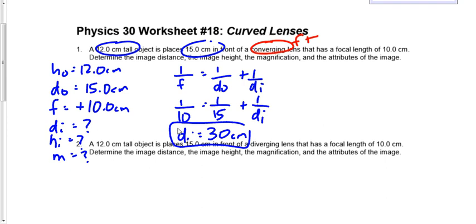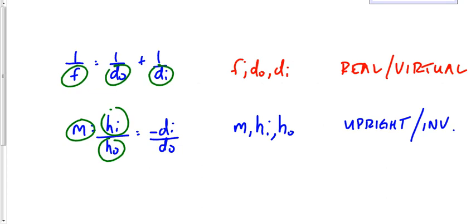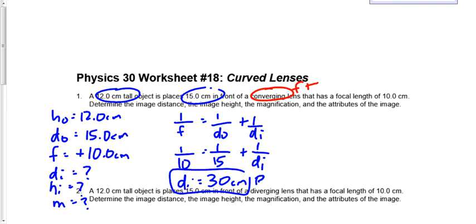There's DI. Right away, we get a positive DI. Let's go back to our sign conventions. A positive DI means what? Yes, it means the image is real. A positive DI doesn't say anything about the object or the focal point. A positive DI means real, but specifically, it's DI, so it means the image is real. So right away, we know one of the attributes: it's a real image.